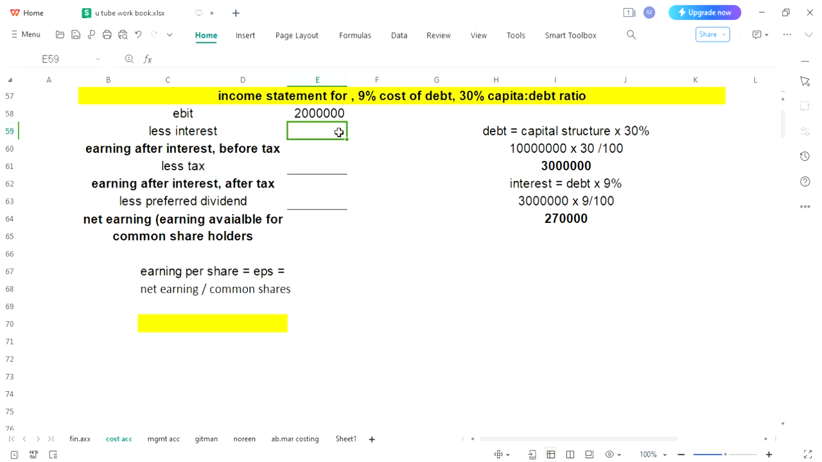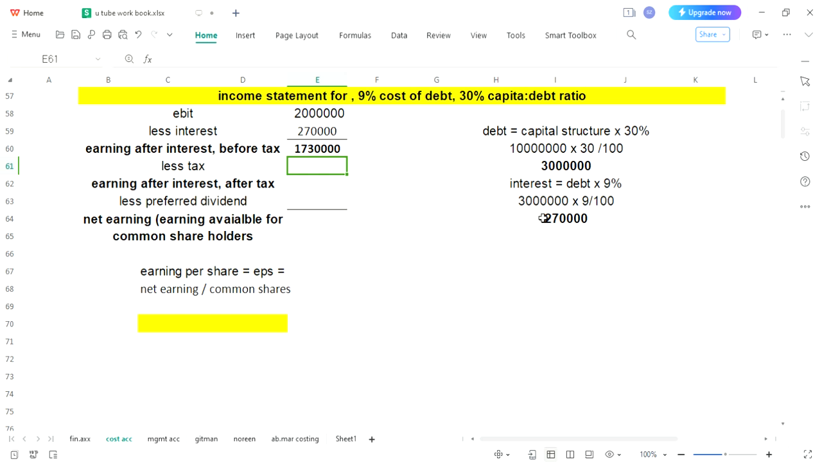Since the only challenge over here is to calculate the amount of interest, and that has been calculated as 2,70,000, at this stage we can calculate earning after interest by subtracting interest from the previous income, EBIT. Previous income was 2 million, and then you need to subtract the amount of interest, which is 2,70,000. So we have got 17,30,000 as earning after interest.